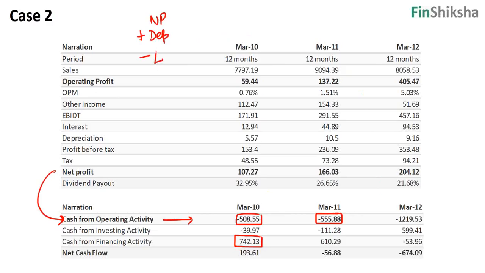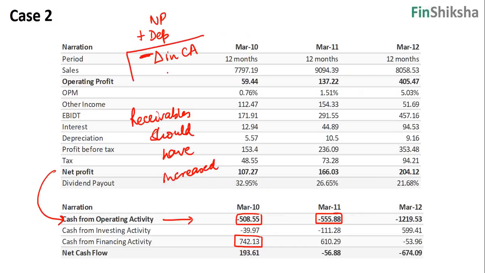And then you subtract a change in current assets. It looks like receivables should have increased once again. Correct? If receivables have increased, you have not received that money, and that is the number that is going to get subtracted. That's why the number can become negative. Otherwise, how did you reach from 100 to minus 508? And that keeps getting worse and worse.